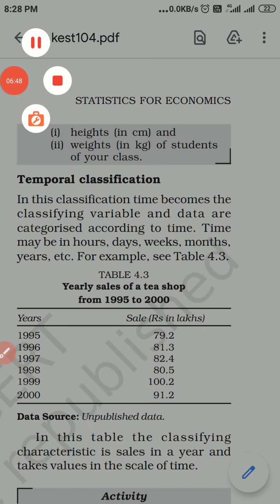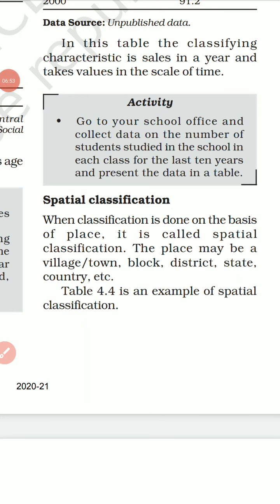Now next is spatial classification. So spatial classification you can see, but mind one thing, this is not special, though the spelling is different. Now spatial, S-P-A-T-I-A-L, so please mind it while studying.